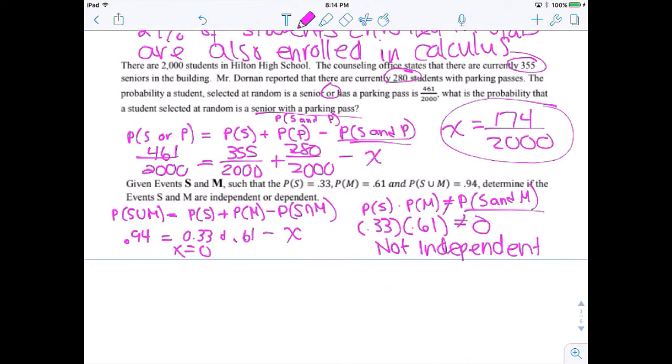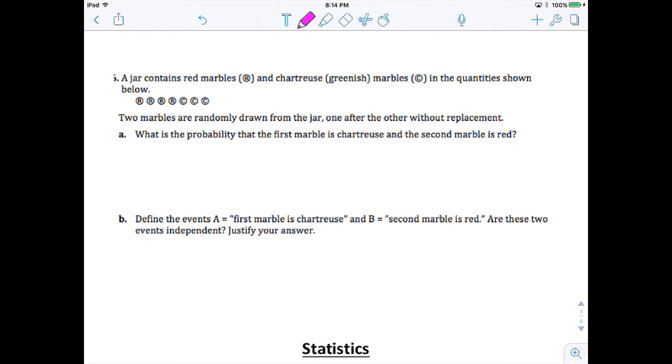Okay, let's look at the next one. So, a jar contains red marbles and chartreuse marbles in the quantity shown below. So, RRRR, 4 reds, CCC, 3 chartreuses. 2 marbles are randomly drawn from the jar, one after the other, without replacement. So, that means I'm not putting it back, right? So, what is the probability that the first marble is chartreuse and the second marble is red? So, I want the probability of C and R. Remember, and should make you think multiply.